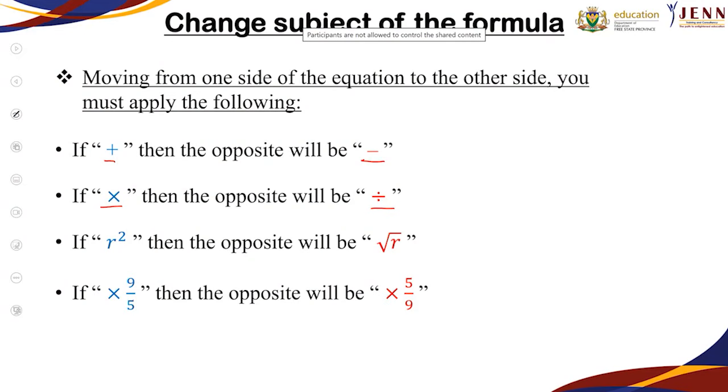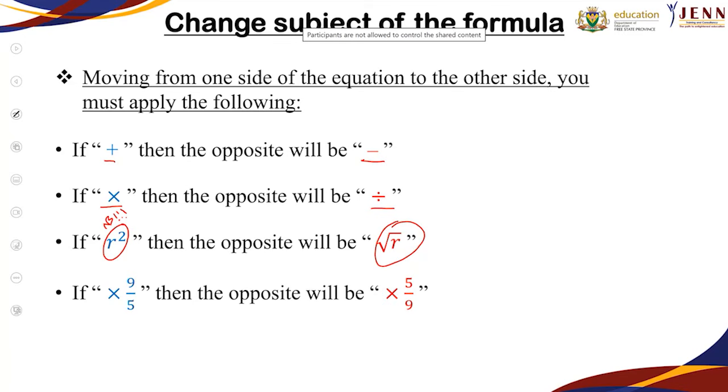Now, if you are given an r squared, then when you take it to the other side, it becomes a square root, learners. Let's remember that, because most of you make that mistake, and some of you write 2 multiplied by something. But r squared, when you move it to the other side, it becomes the square root.